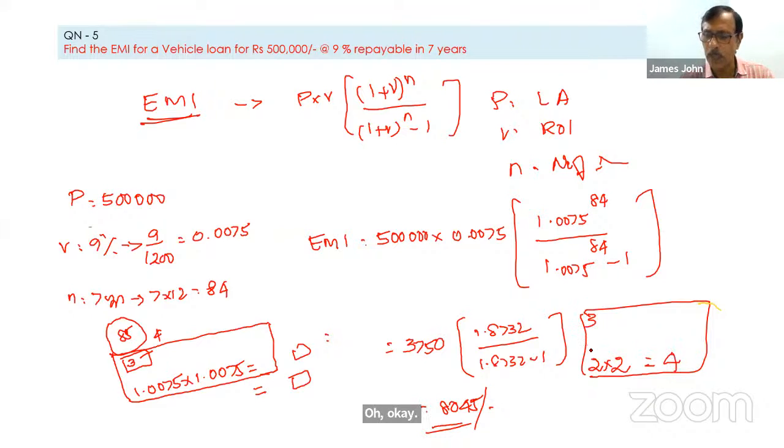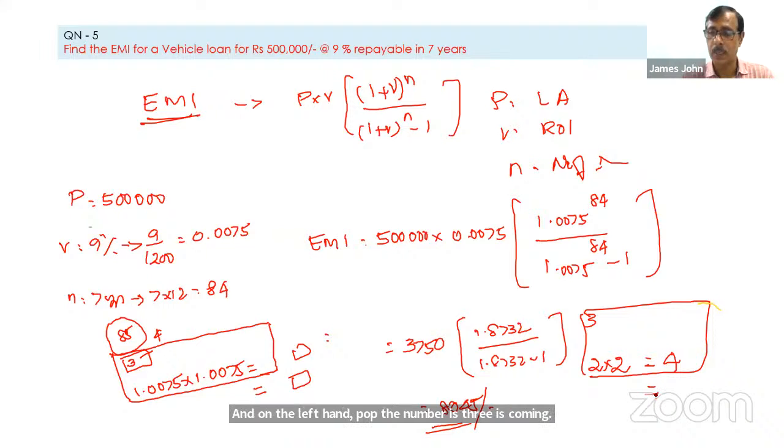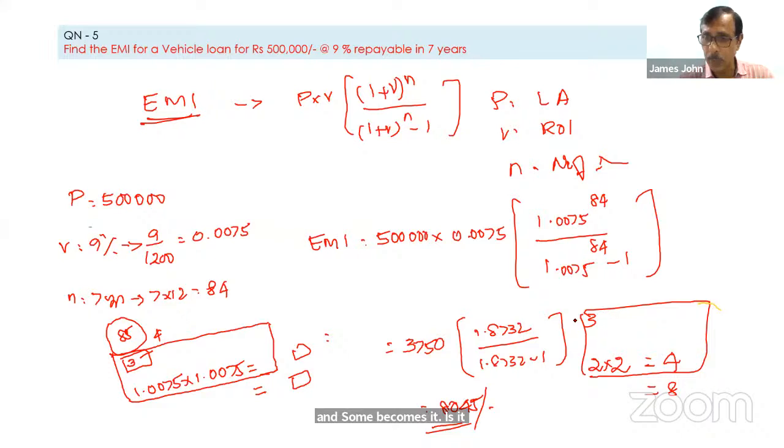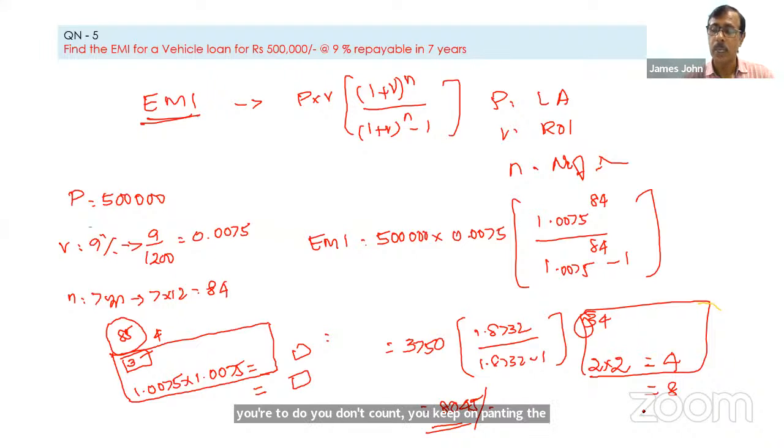On the left hand top, the number 3 is coming. Now you press one more equal sign. The answer becomes 8, and the 3 becomes 4. Then this calculator will work. Now you don't count. You keep on tapping the equal sign. If you want 2 raised to 84, you keep on tapping the equal sign until you get 84 on the left hand top. That is the power of 2 raised to 84.